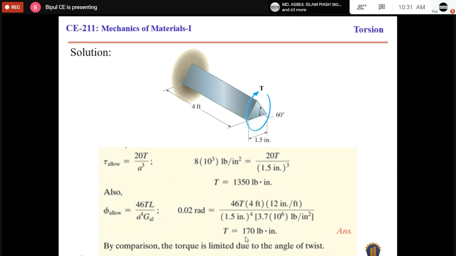That will be the maximum value of torque, because if we apply the larger amount of torque, it will give the maximum shear stress equal to the allowable one, but the rotation at the free end will be greater than 0.02 radian. That's why the limiting value, or the maximum value of applied torque, will be 170 pound inch. Is it clear to everybody?